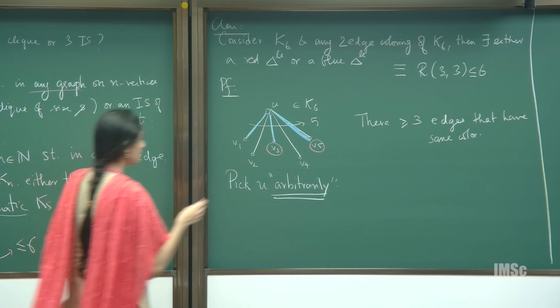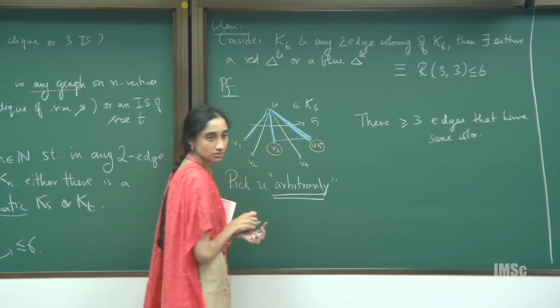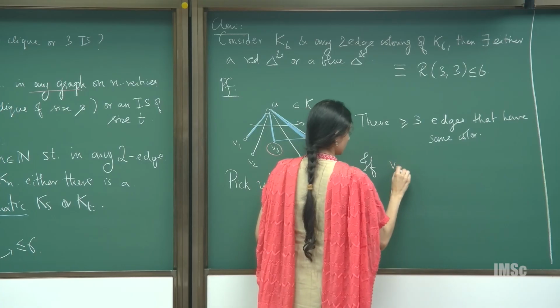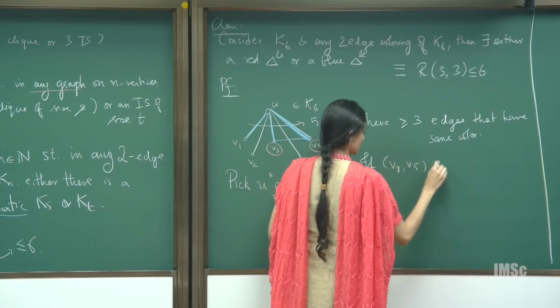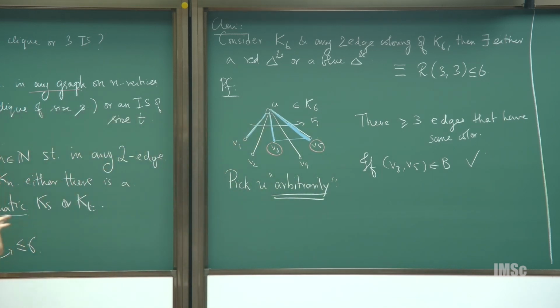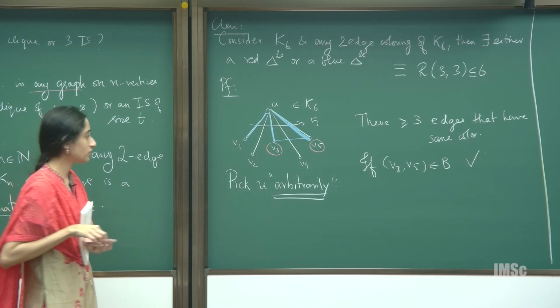So if V3, V5 is blue, you are done. Right? Okay, so let's record that. V3. Okay, so there's a blue triangle. So the other case is V3, V5 is red. So what will you do then?